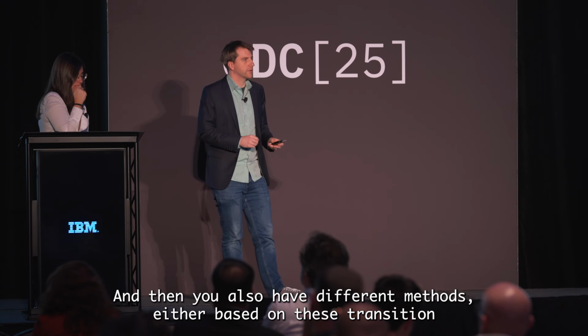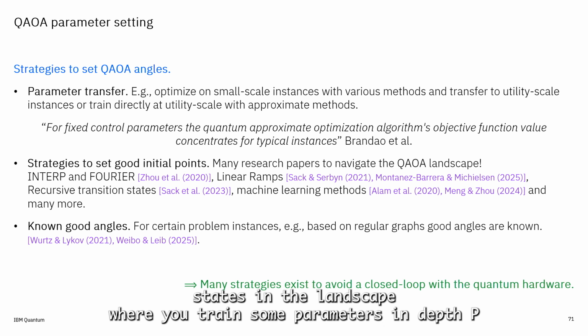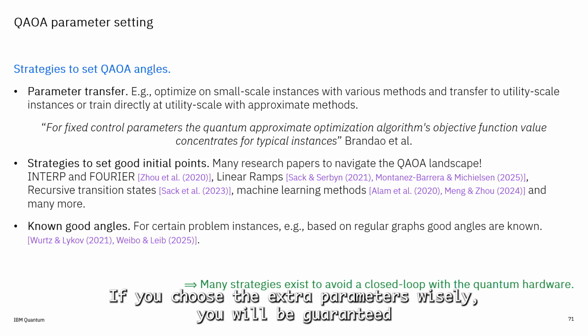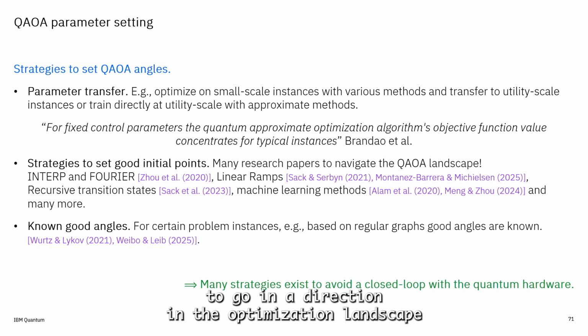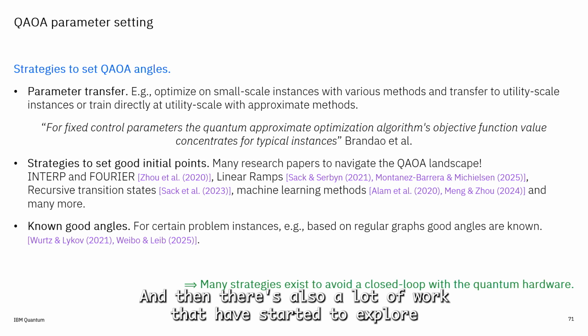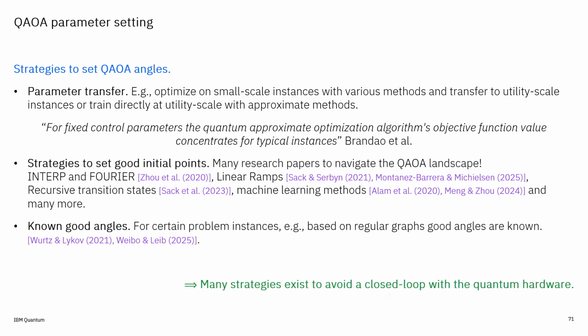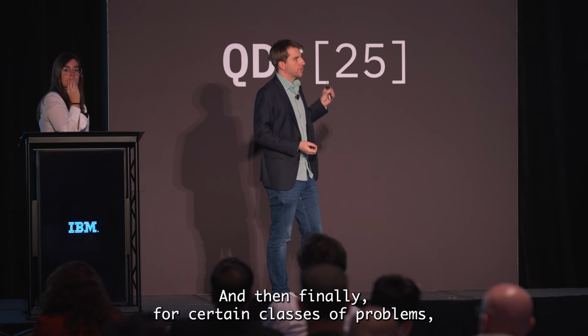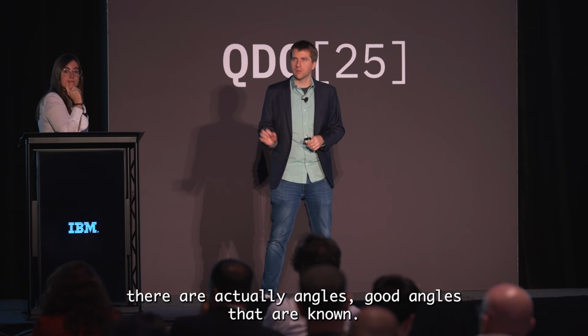And then you also have different methods, either based on these transition states in the landscape, where you train some parameters at depth p and use that to start the optimization at depth p+1, right? If you choose the extra parameters wisely, you will be guaranteed to go in a direction in the optimization landscape that improves the quality of the solutions. And then there's also a lot of work that has started to explore methods based off of machine learning. And then finally, for certain classes of problems, there are actually good angles that are known.